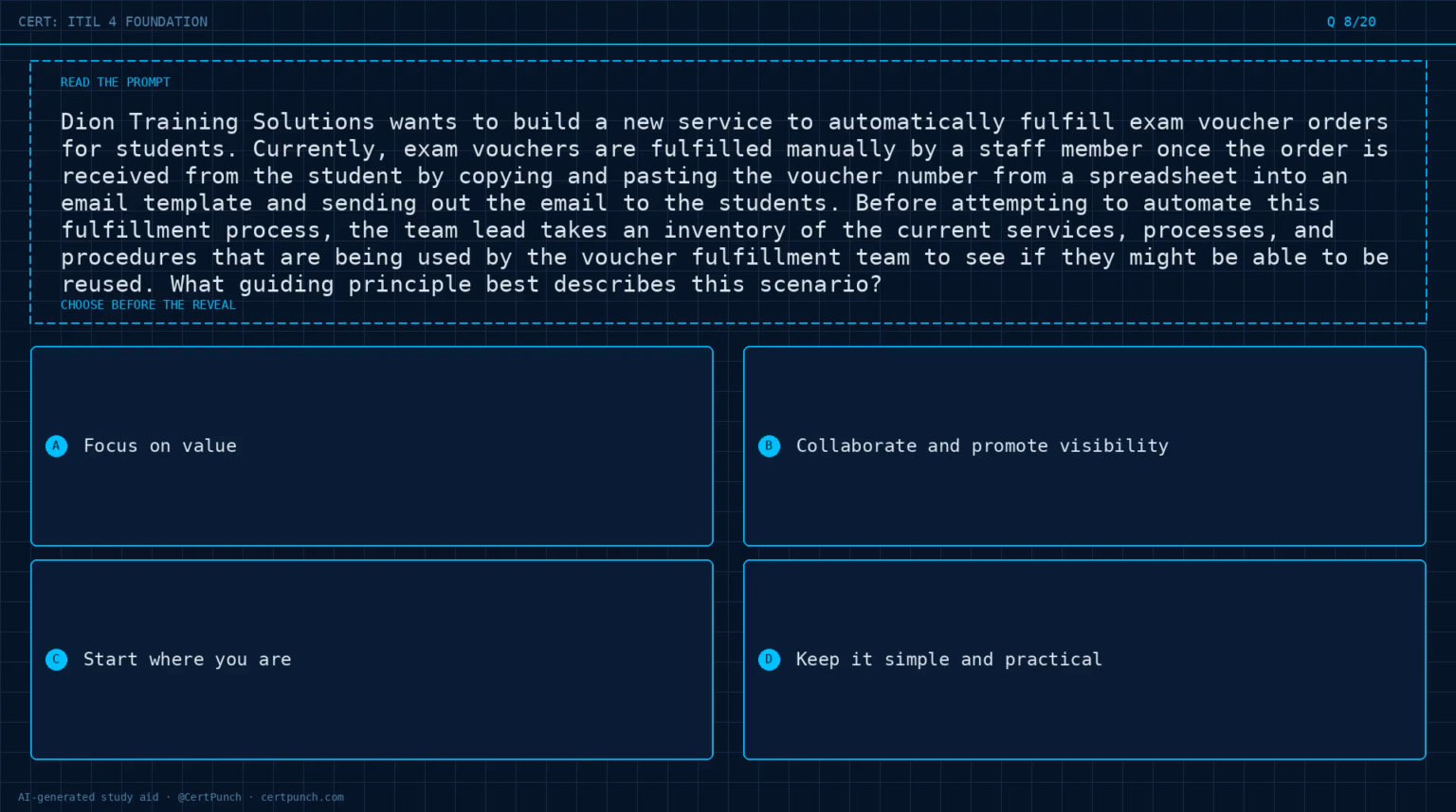Option A, focus on value. Option B, collaborate and promote visibility. Option C, start where you are. Option D, keep it simple and practical. Make the call before the reveal. Hold the line on it. The answer is option C.